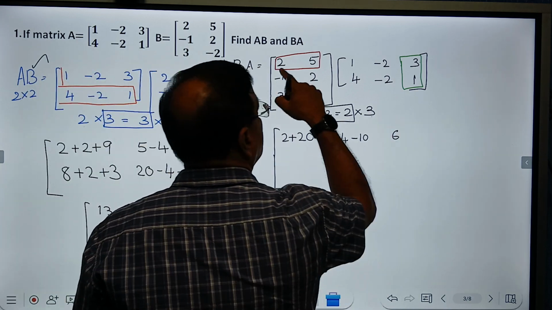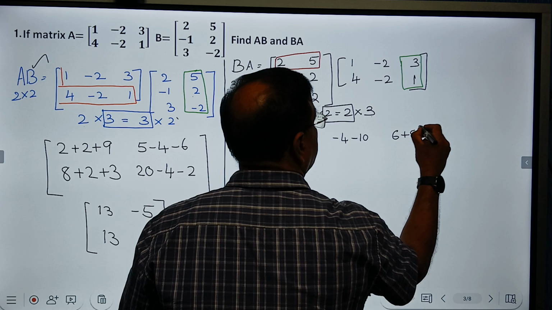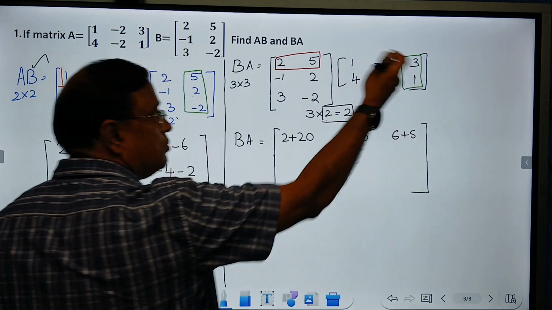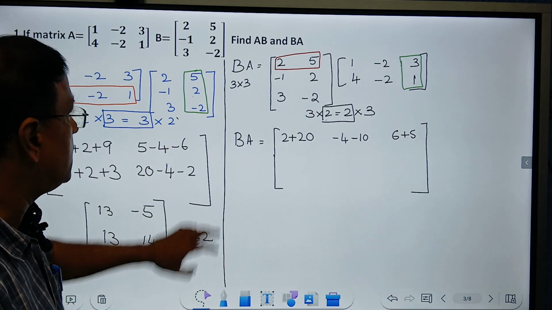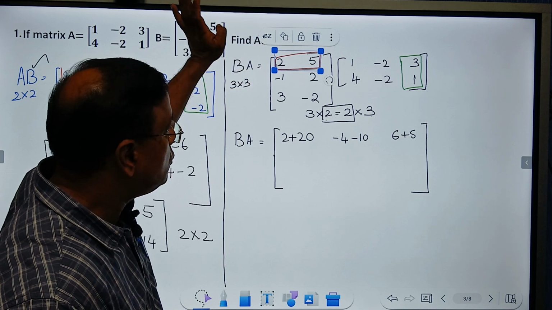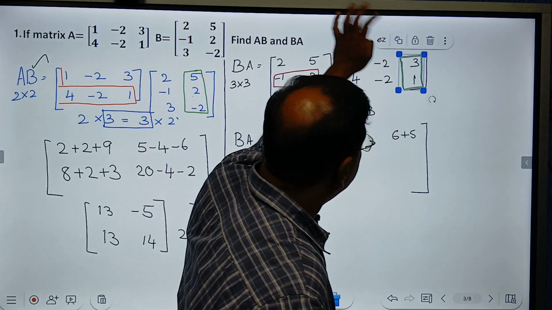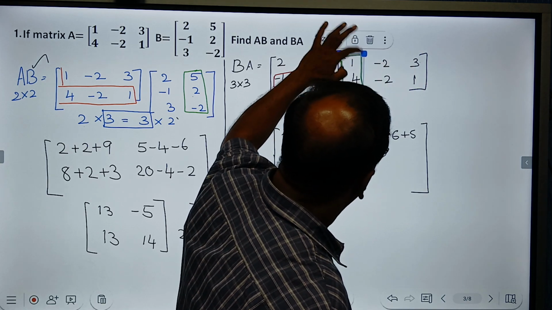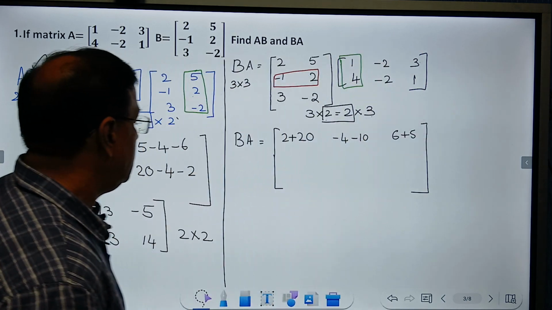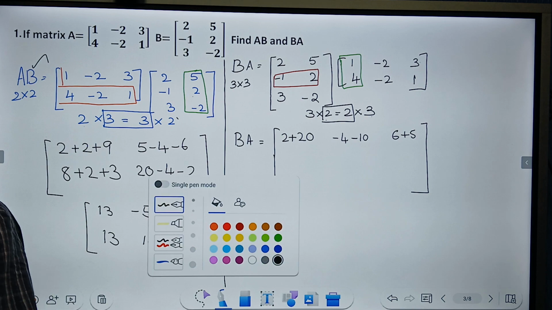6 plus 5. Done, because there are no more columns. Again, you have done with row 1. Now go to row 2. You have finished the column for the first row. Now bring this back. Now again start the game.